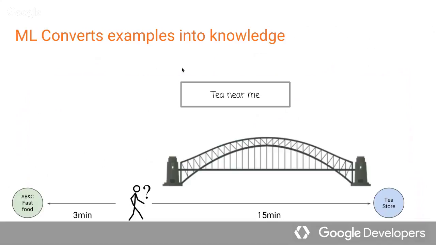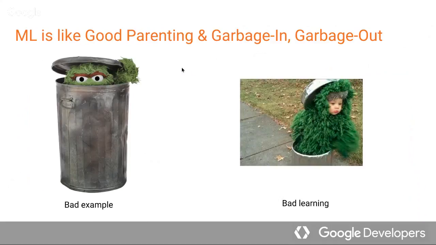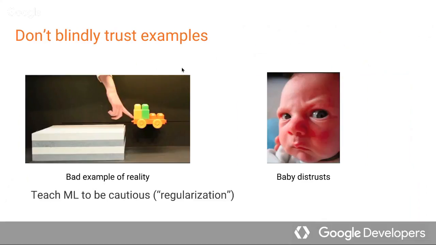So instead of going to the tea store, I'll obviously prefer to go to the AB&C Fast Food Corporation. So the few things that we are trying to tell here is ML is like good parenting, and garbage in, garbage out, that you can see here in this particular case. Second thing is don't blindly trust examples, like teaching ML to be cautious. You can see in this drawing where this toy train is floating in the air, which is a bad example of reality. Second is the baby distrust, like when a baby starts learning something super quickly.